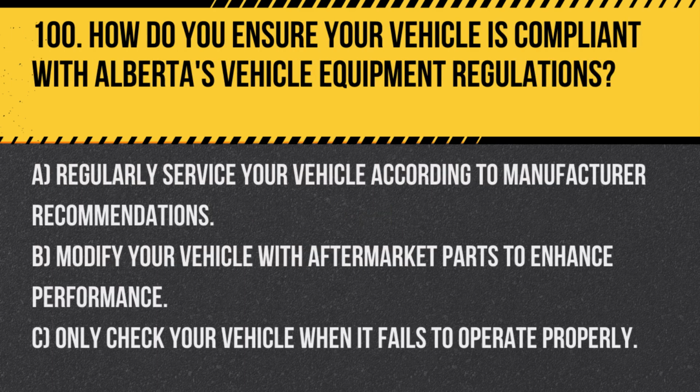Question 100. How do you ensure your vehicle is compliant with Alberta's vehicle equipment regulations? A. Regularly service your vehicle according to manufacturer recommendations. B. Modify your vehicle with aftermarket parts to enhance performance. C. Only check your vehicle when it fails to operate properly. Answer. A. Regularly service your vehicle according to manufacturer recommendations. This ensures all vehicle systems meet regulatory standards and operate safely.